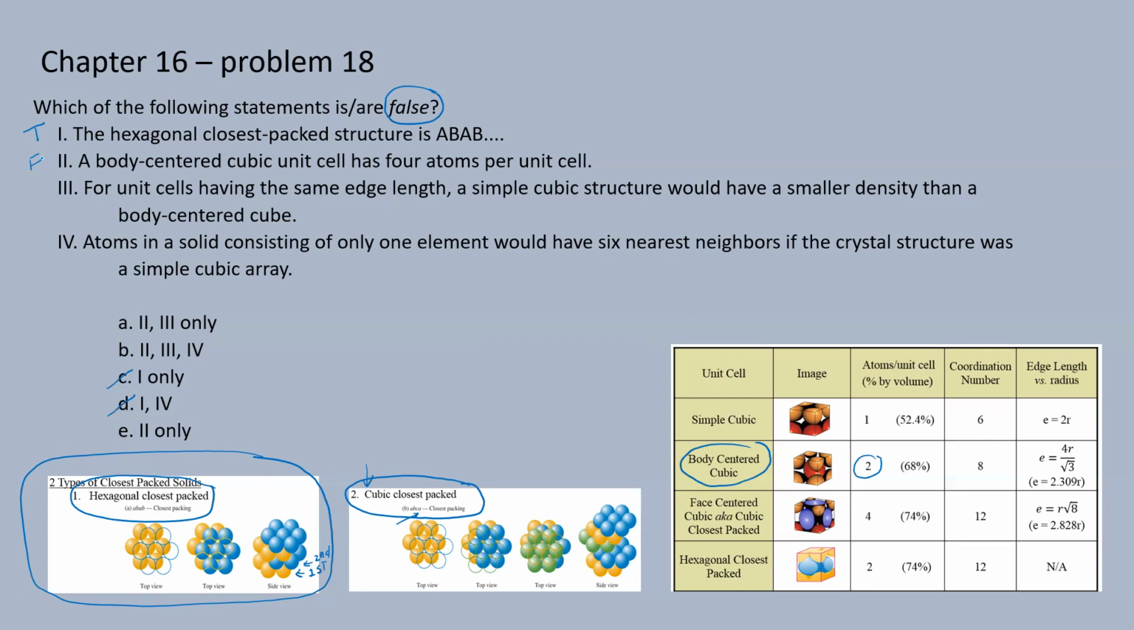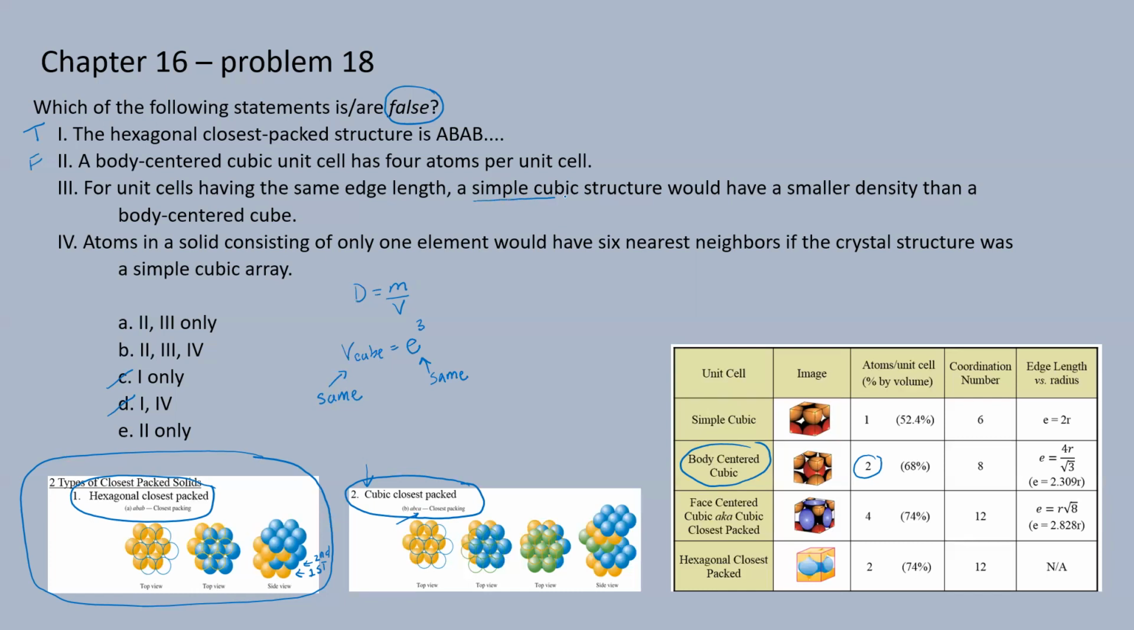Number 3, for unit cells having the same edge length, a simple cubic structure would have a smaller density than a body-centered cubic. So density is mass over volume. How do you get the volume of a cube? It's the edge length cubed. So if they have the same edge length, then that means they should have the same volume. So the bottom of our density is the same. It's just going to boil down to the mass.